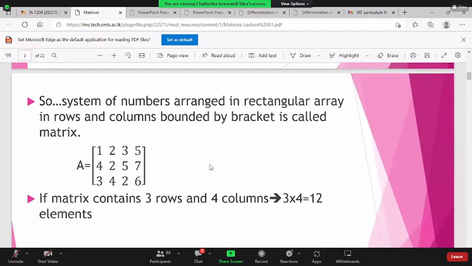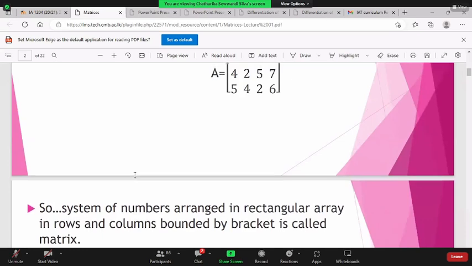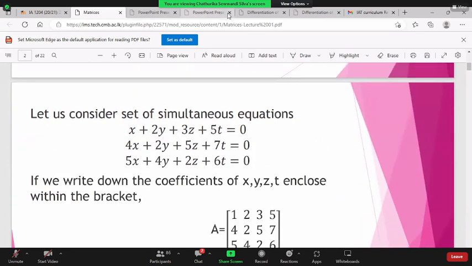Right. So the system of numbers arranged in a rectangular array in rows and columns bounded by bracket is called a matrix. It is another representation of numbers. So here, for example, for this particular first equation, I can write an array, right? In computer science also we are writing arrays: 1, 2, 3, 5.